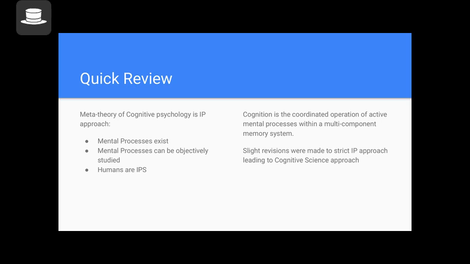So the basic assumptions of cognitive psychology are these, as we discussed in the last unit: that mental processes exist, that mental processes can be objectively studied, and that humans are information processing systems, that we process information.